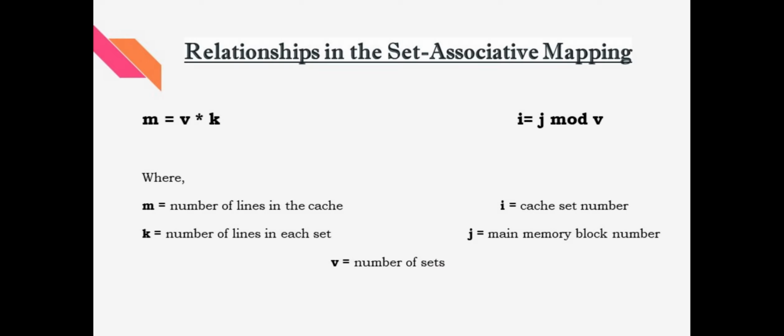Now, the relationships in set associative mapping. These two formulas give us the relationships: m = v × k, and i = j mod v, where m is the number of lines in the cache, k is the number of lines in each set, i is the cache set number, j is the main memory block number, and v is the number of sets.